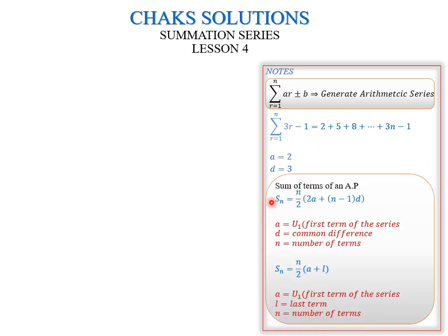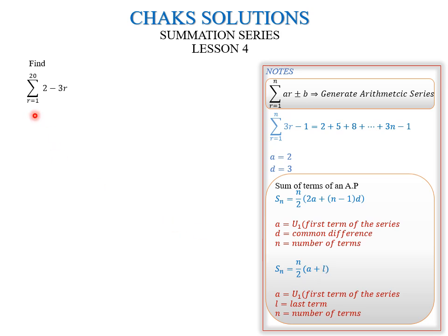Right, so the sum of the terms of an AP, or arithmetic progression, or arithmetic series, is equal to n over 2 times (2a plus (n minus 1) times d). a is the first term, d is the common difference, and n is the number of terms. Alright, then we can also use this formula, which is n over 2 times (a plus the last term). So a is the first term, then L is the last term. Alright, so let's look into the example here.